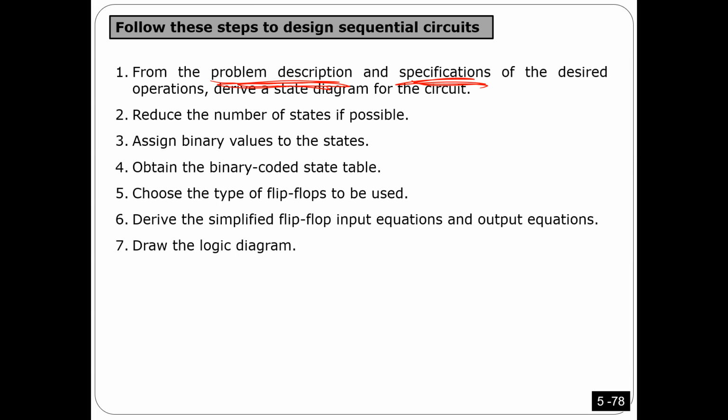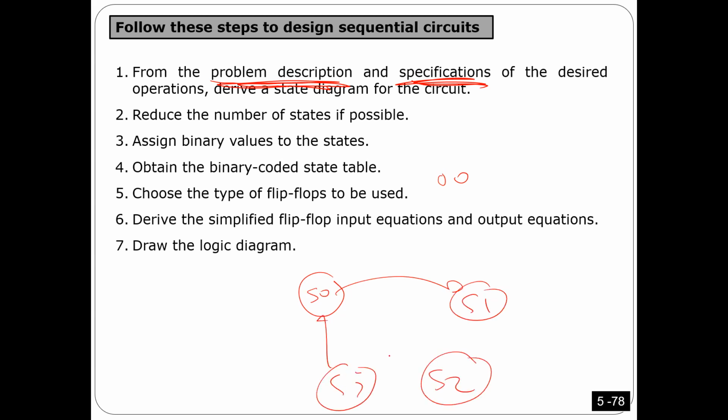So once I have a state diagram, number 2, you can look at the states and see if you can reduce the number of states, as I told you before. Number 3, you can assign binary numbers to the states if you have not done that before. Usually when I have a state diagram, I don't care about 0, 0, or what. I just say state 0, then I go to state 1, then state 2, then state 3. I use just names: state 0, state 1, state 2, and so on.